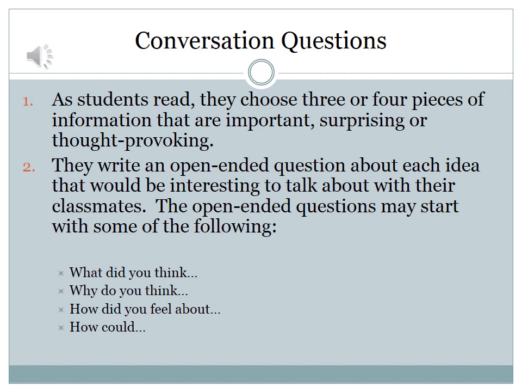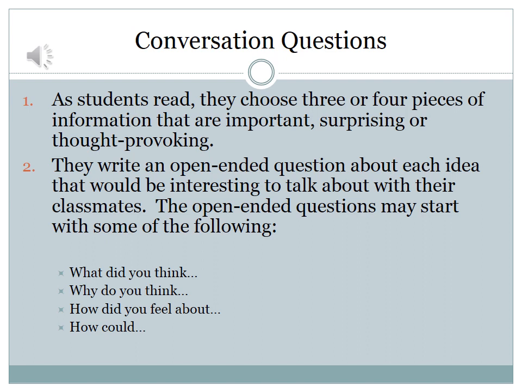Another effective during reading strategy is conversation questions, which we will be using in Chapter 3. In this strategy, as students read, they choose 3 or 4 particularly relevant pieces of information, ideas that they believe are especially important, surprising, or thought-provoking. Students then write an open-ended question about each idea, a question that would be interesting to talk about with their classmates. These open-ended questions may begin with some of the following starters.